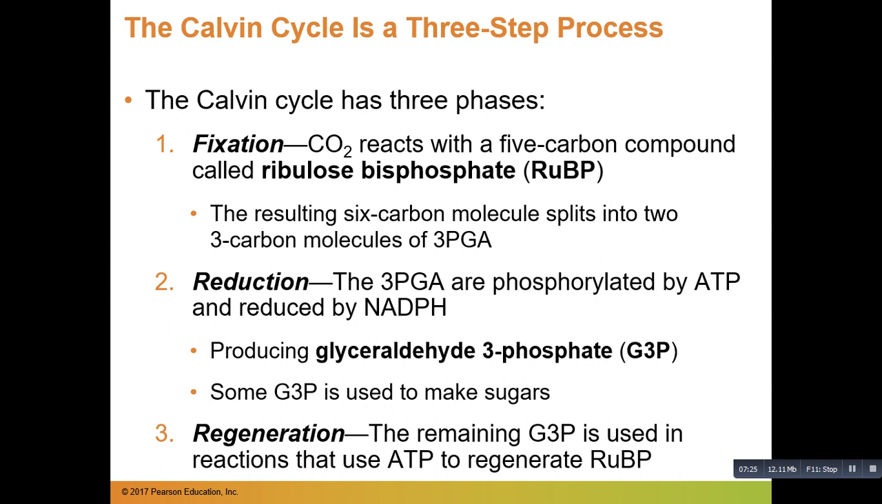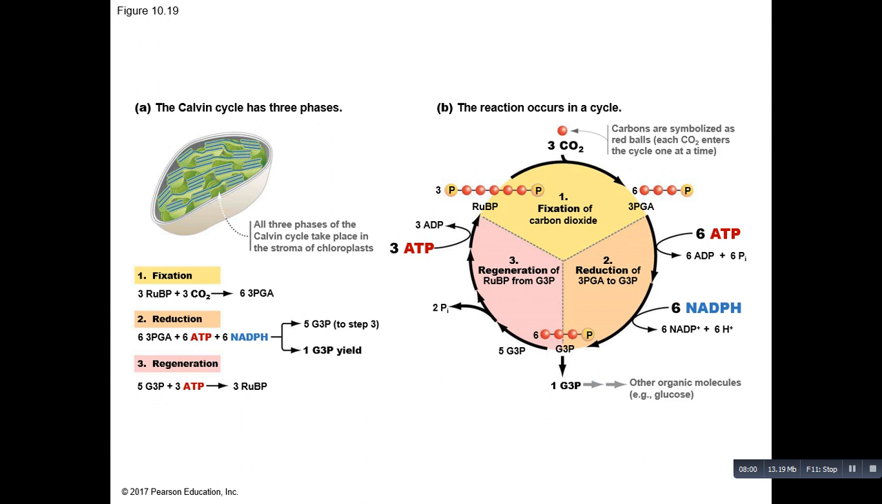So most of the energy that we're producing in the Calvin cycle does not actually go towards making carbohydrates. It doesn't actually go towards making glucose. Most of the energy used in the Calvin cycle is used to further propel the cycle, which is why it's called a cycle, because most of that G3P is going to be used to regenerate the RuBP in the first fixation stage. So here's a breakdown of our 3 phases here. We have fixation, reduction, and regeneration. So the reaction occurs in a cycle.